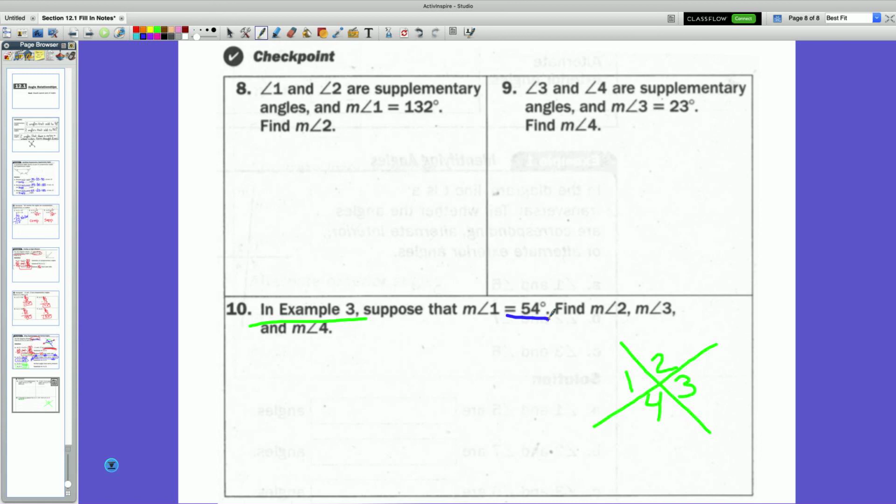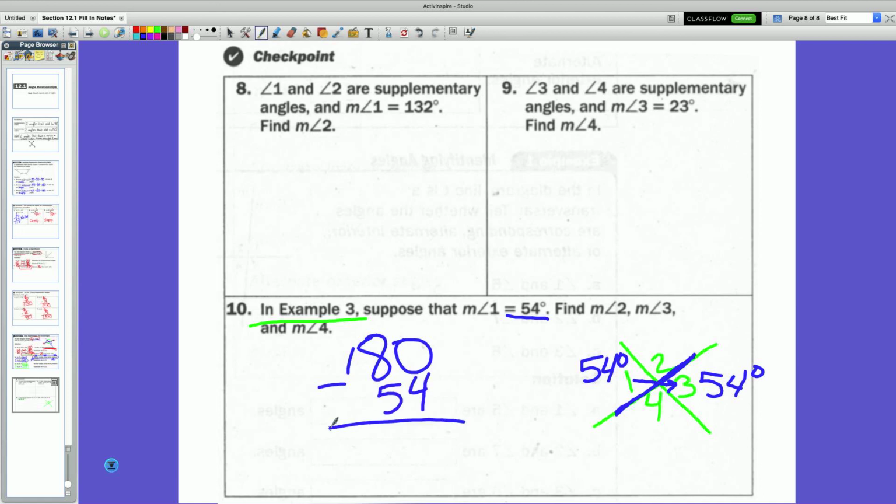So measure of angle 1 is 54. Well, if 1 is 54, then you should automatically know that 3 is also 54. Okay, and then 1 and 2 here form the straight line. So to find the other measures, I'm going to do 180 minus 54, borrow. 10 minus 4 is 6, 7 minus 5 is 2, bring down the 1. So then this angle is 126. And again, vertical angles tells me that angle 4 must also be 126 degrees.